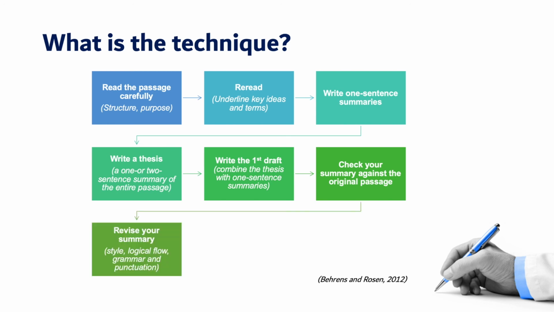And then the last one, revise your summary. Please check the style and then the logical flow because this is very important, and then the grammar and punctuation. So here you can also check the spelling because sometimes you misspell, and then check the coherence of the sentence. Okay, so that's the technique. So there are 7 steps. So I hope you can follow the steps and then try to make a good summary.